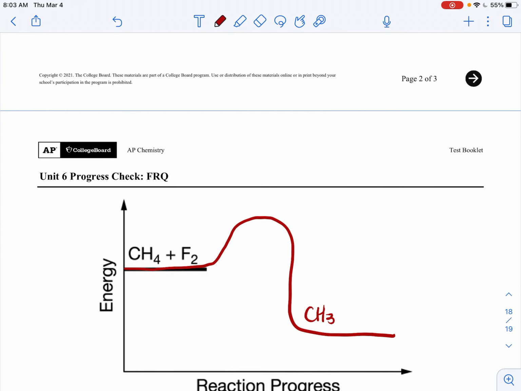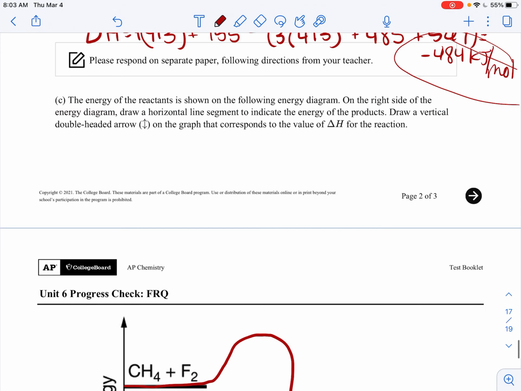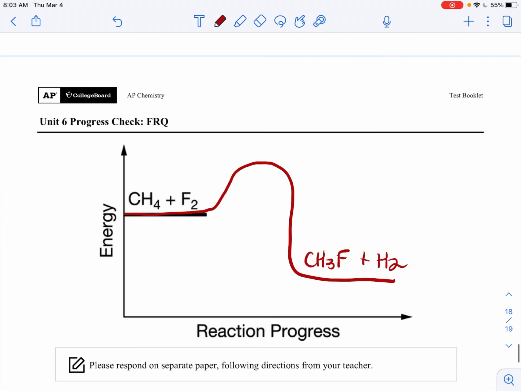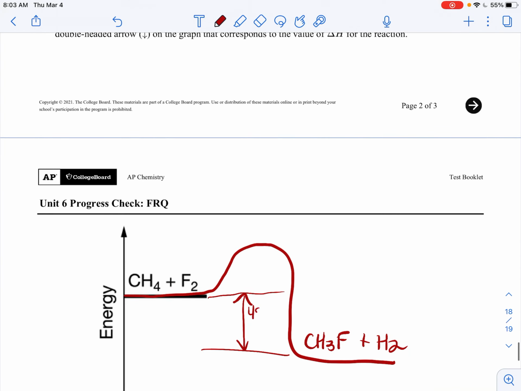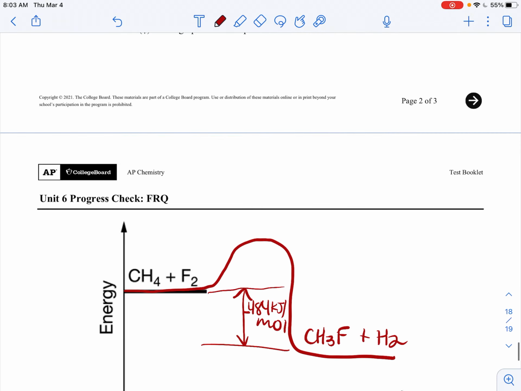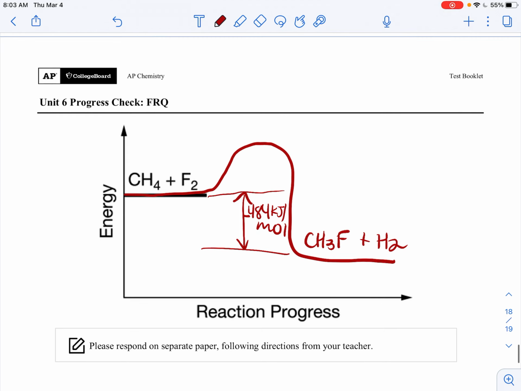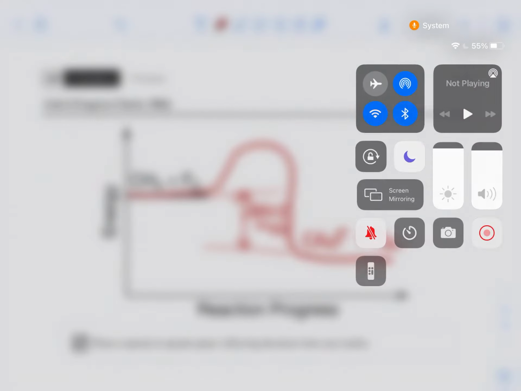And our products are CH3F and H2. Okay, so you want to label that. And then it says draw a vertical double-headed arrow on the graph to represent the delta H of the reaction. So remember, the delta H of the reaction is the amount of energy we get out of the reaction total. And so that energy is going to be negative 484 kilojoules per mole. And so that's what your graph should look like. So that's the end of the progress check review.